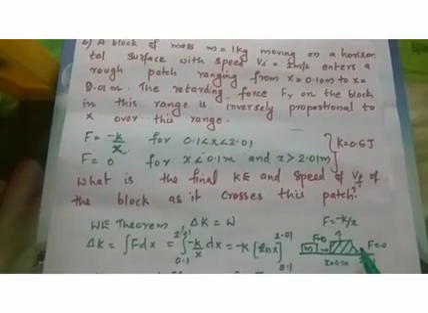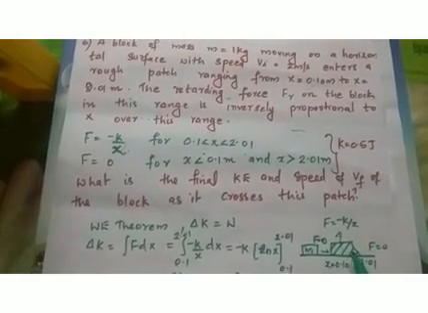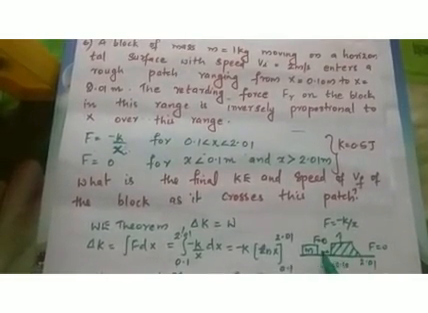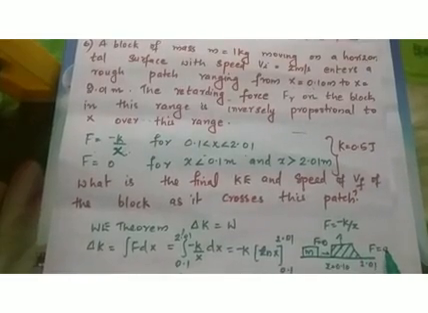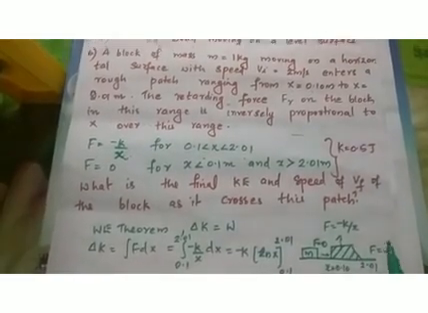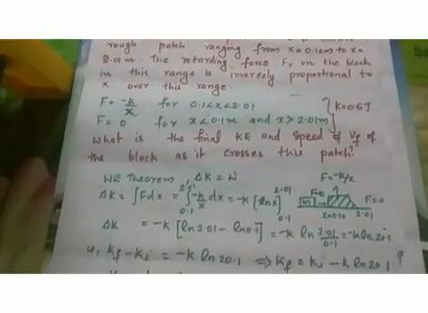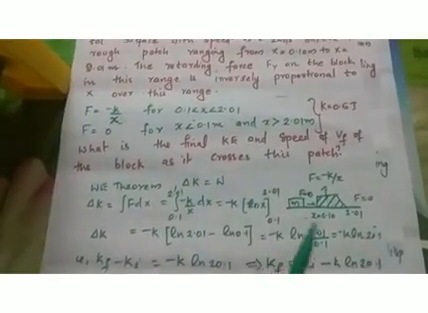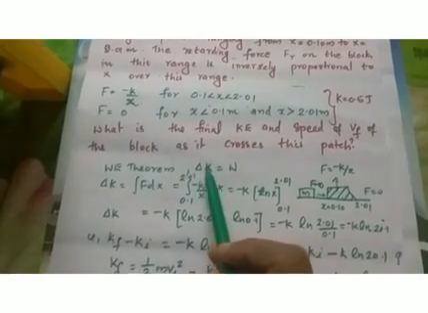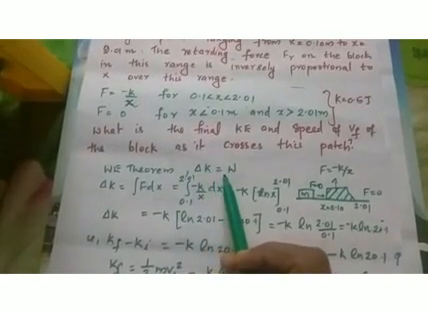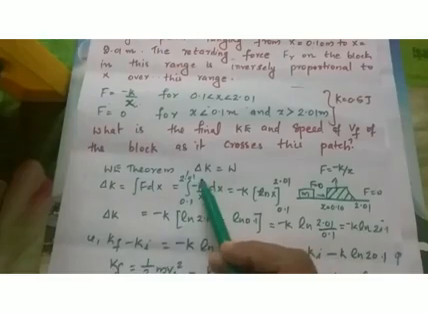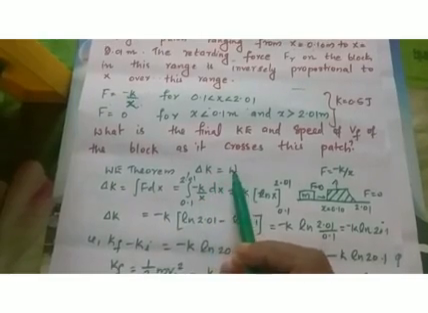So here a variable force is involved because the force is not constant. Here the force is 0, here the force is minus k by x and again here the force is 0. So it's a variable force and we need to apply the work energy theorem here. We know what the work energy theorem is. As per the work energy theorem, change in kinetic energy is equal to work done.